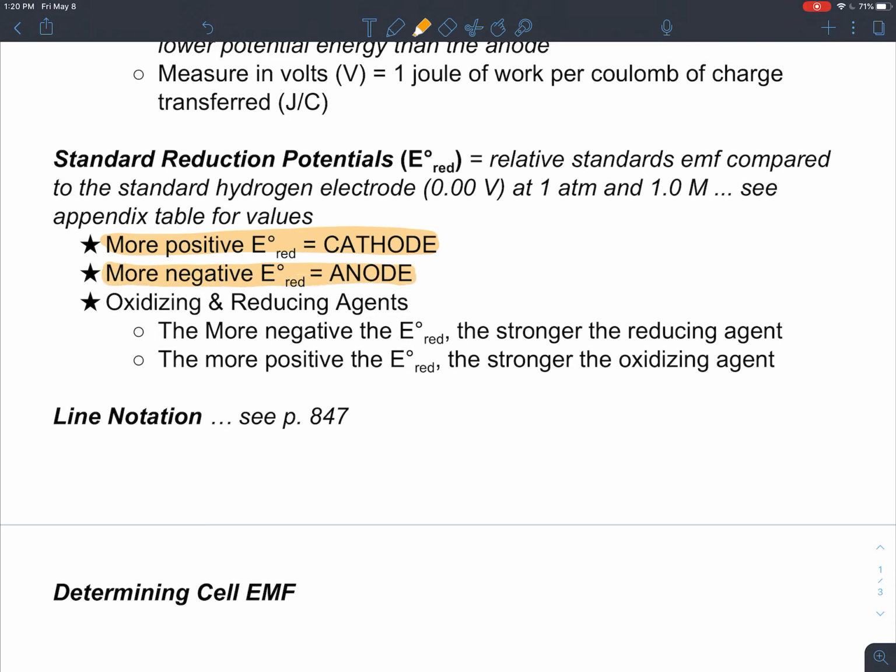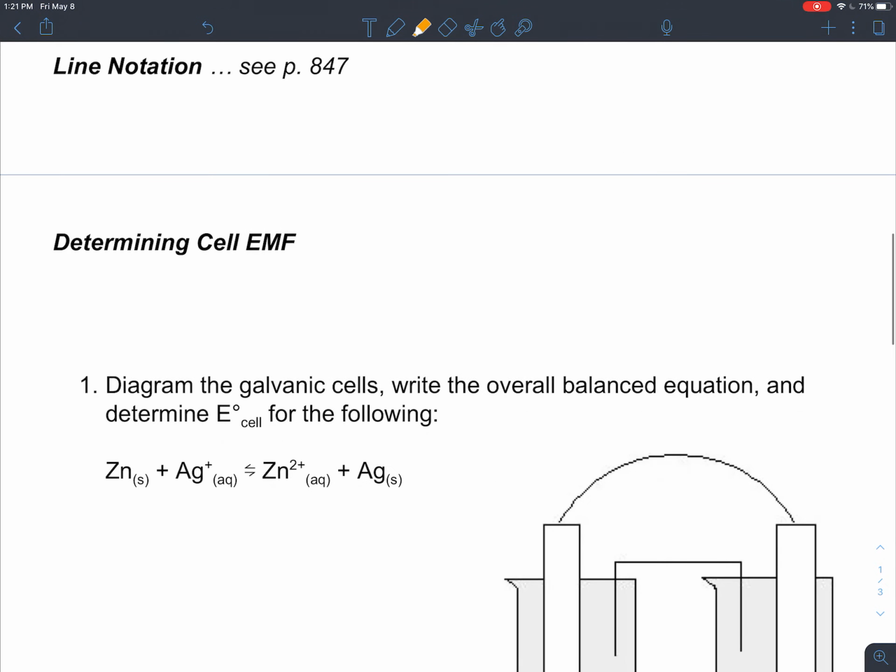There's a couple different ways that we can look at a problem, and I hope I don't confuse you in the way that I'll explain that. So oxidizing and reducing agents, remember, the more negative, the stronger the reducing agent, and the more positive the reduction potential, the stronger the oxidizing agent. So we have to think about all of that terminology again. There's some additional information on line notation on page 847 in your text. Take a look at that. It's just a different way that we can write how these look.